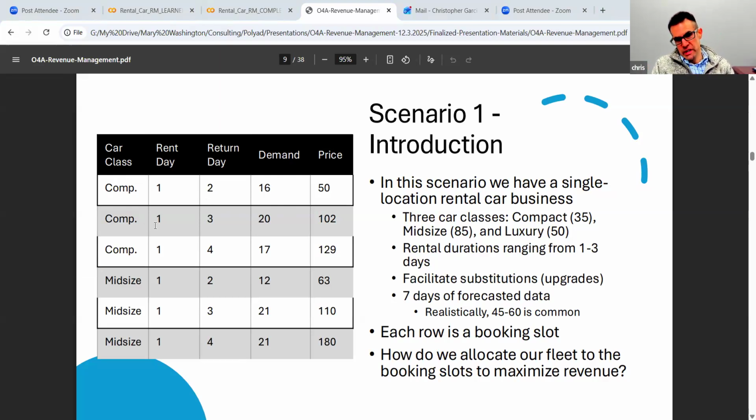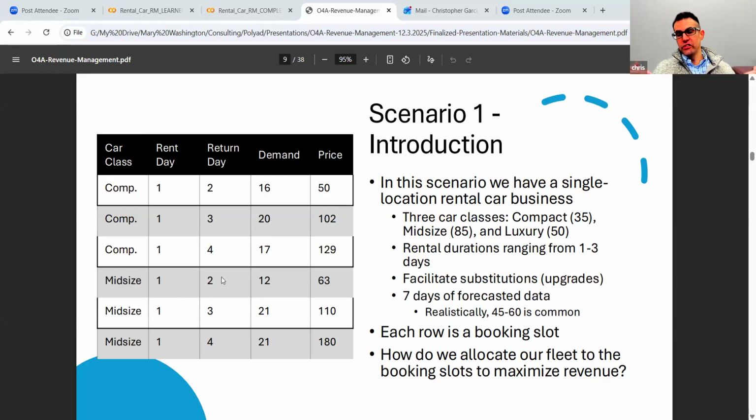And the next row is renting out on day 1 for a compact car, but coming back for day 3. So that's a 2-day slot, and then this third one is a 3-day slot. And we can see the demand and the price forecasted values here. And then we move to the midsize. Here's a midsize going out on day 1, coming back on day 2, and so on and so forth.